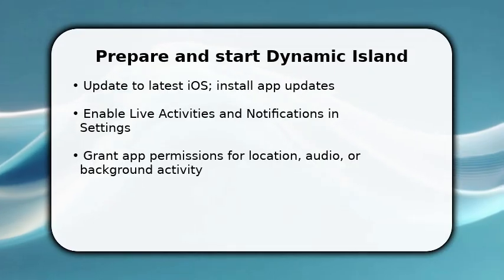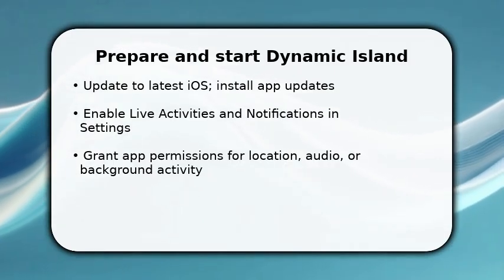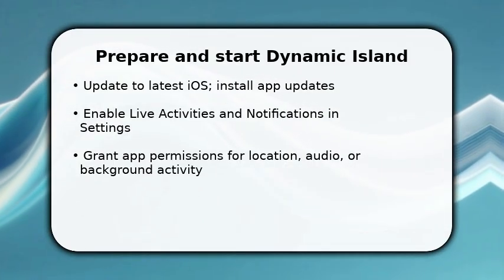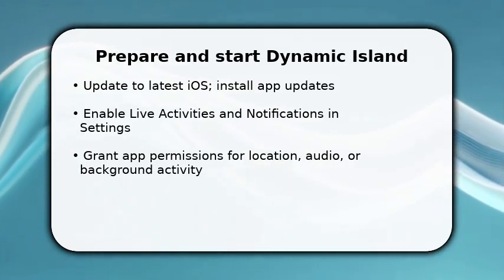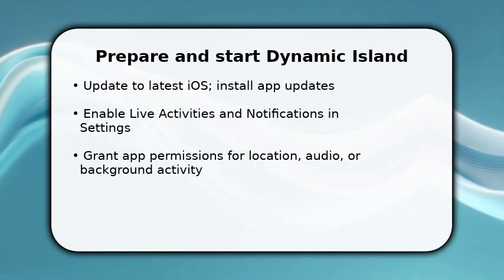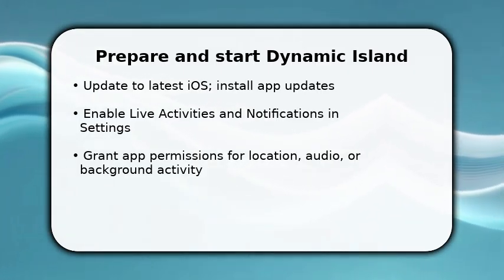You start by making sure the phone is current and permissions are allowed. Update iOS and the apps that support Dynamic Island so they expose live activities. Once done, open settings and enable live activities and notifications for the apps you plan to use. Make sure background app refresh is on.